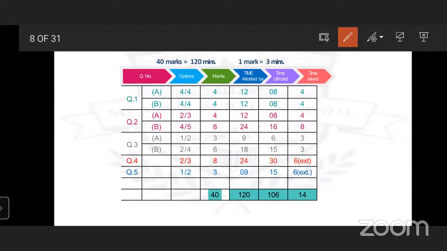Okay. Now this extra time, means this saved time, we can use in question number 4 or question number 5. So in question number 4, there are 3 questions. You have to attempt any 2 and each question carries 4 marks. That means total marks is 8 and here we require much time. See, so we utilize our saved time and then we take extra time. Here 24 minutes are allotted, but we take 6 minutes extra and then we utilize 30 minutes here.